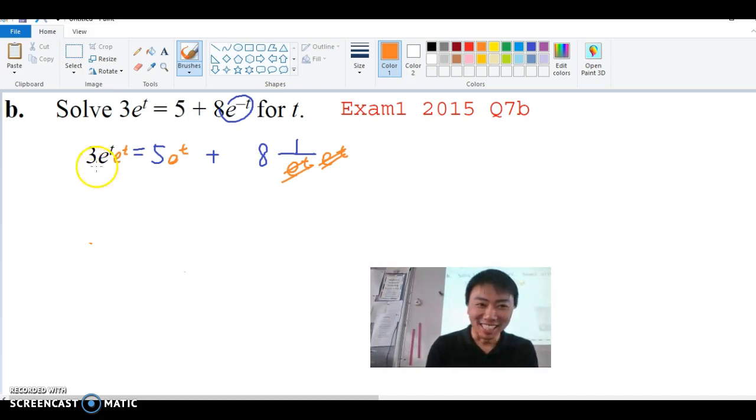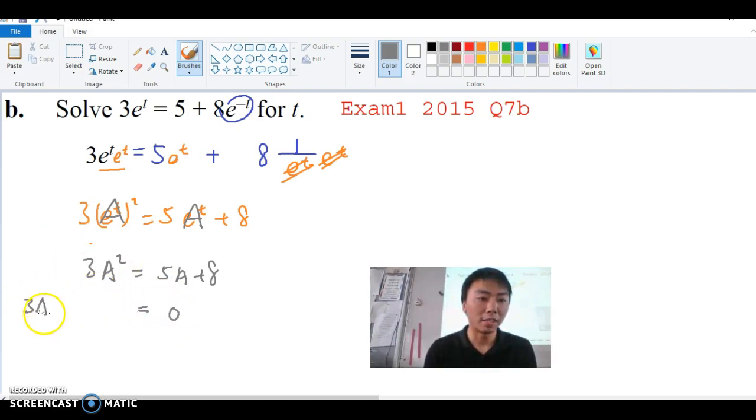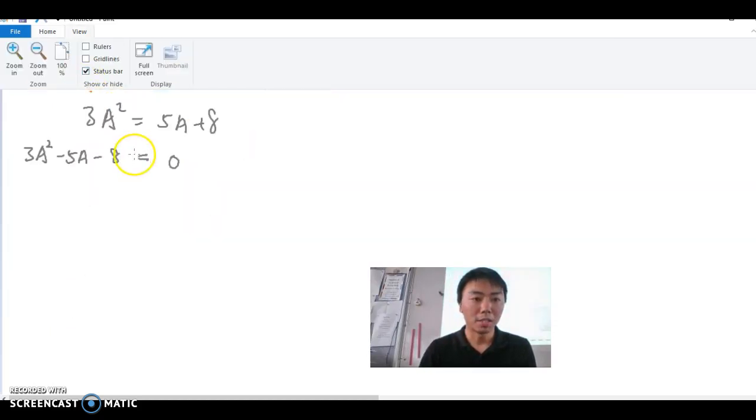And now the next step, I can write this e^t times e^t as e^(2t), and then 5e^t plus 8. And now, if I use a to represent e^t, I can see there's a quadratic equation. I've got 3a squared equal to 5a plus 8. And before we solve the quadratic equation, I need a 0 on this side, so I write 3a squared minus 5a minus 8.